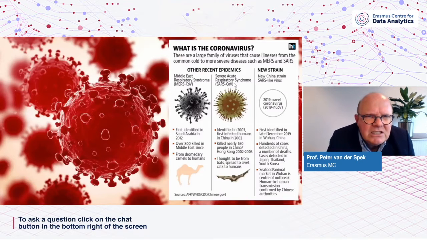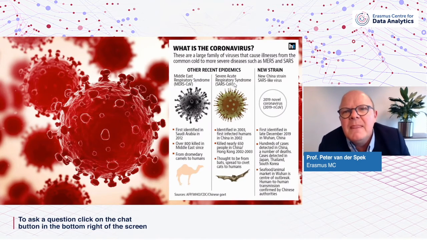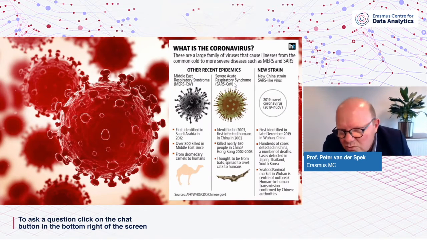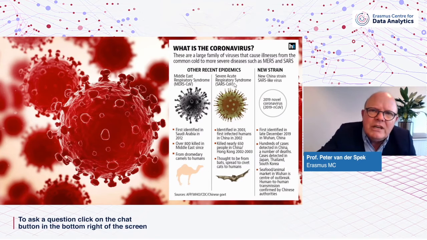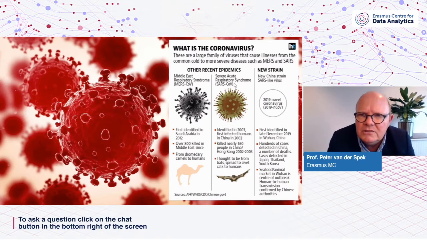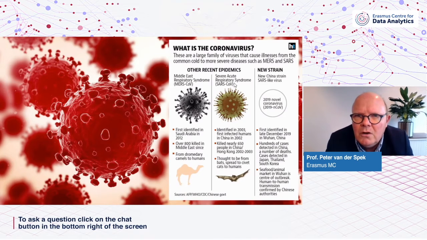Now, what we see in this slide is basically the virus on the left, and on the surface of the virus, it's like a crown. So that's why it's called coronavirus. And basically you can see on the right side of the slide, previously there have been other viruses described which could make the step from animals to humans. Other examples are MERS and SARS-CoV-1, and on the right is SARS-CoV-2.